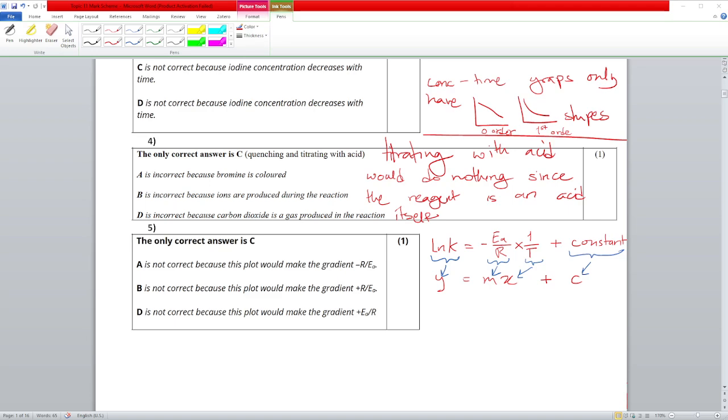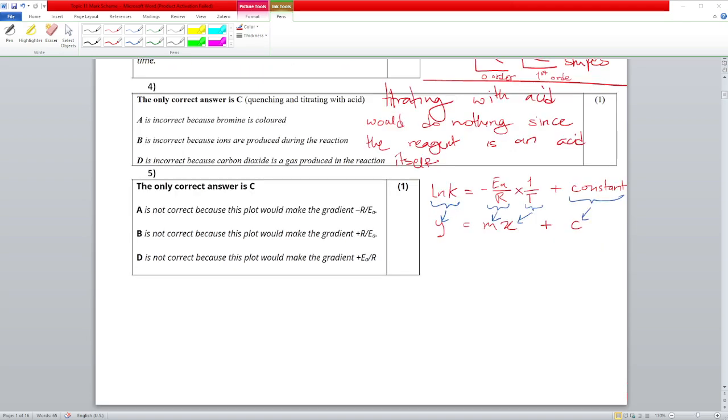Question number 5, this one is one of those ln k is equal to whatever, whatever. It follows the y is equal to mx plus c format.